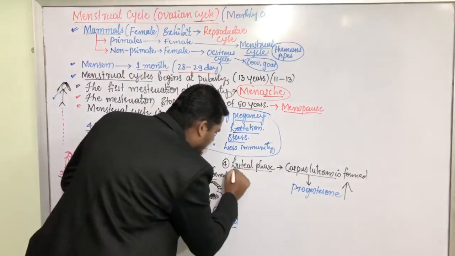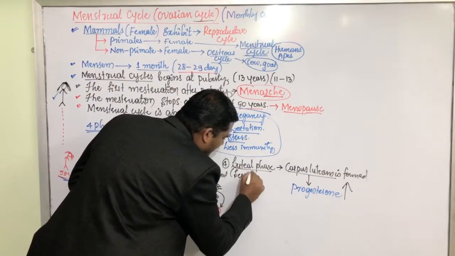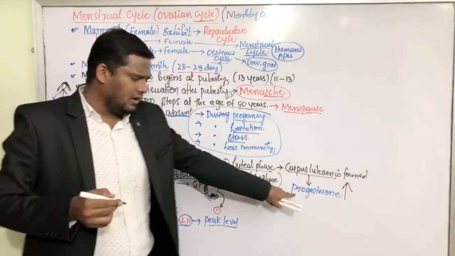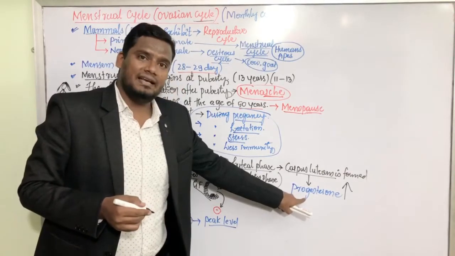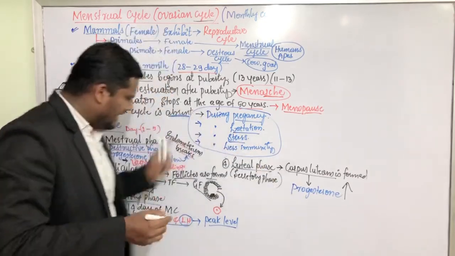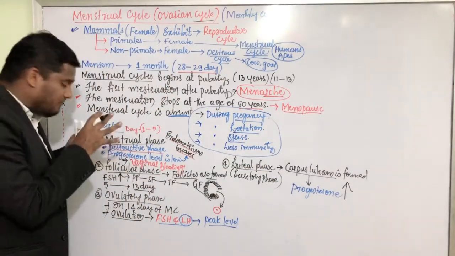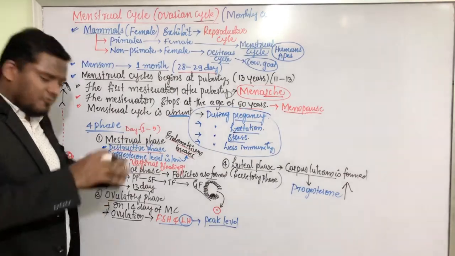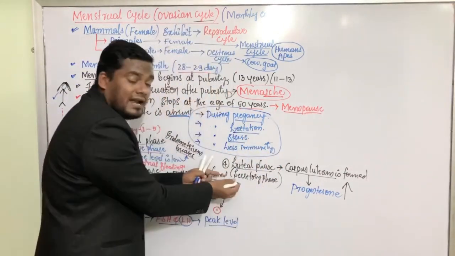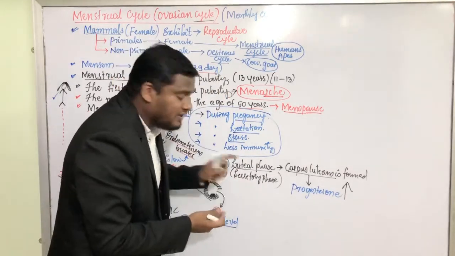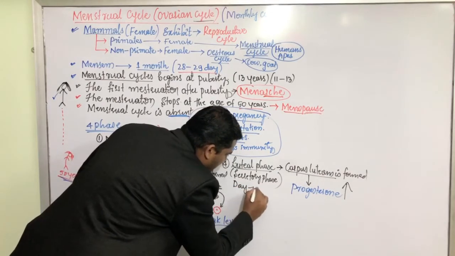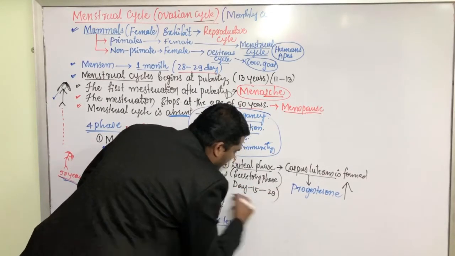And this corpus luteum phase is also called as secretory phase. Why is it called as secretory phase? Because here progesterone is getting secreted. That is why it is called as secretory phase. They are the 4 different phases of menstrual cycle. Let us write what is the time period of this luteal phase. Luteal phase starts from the 15th day up to the 29th day.